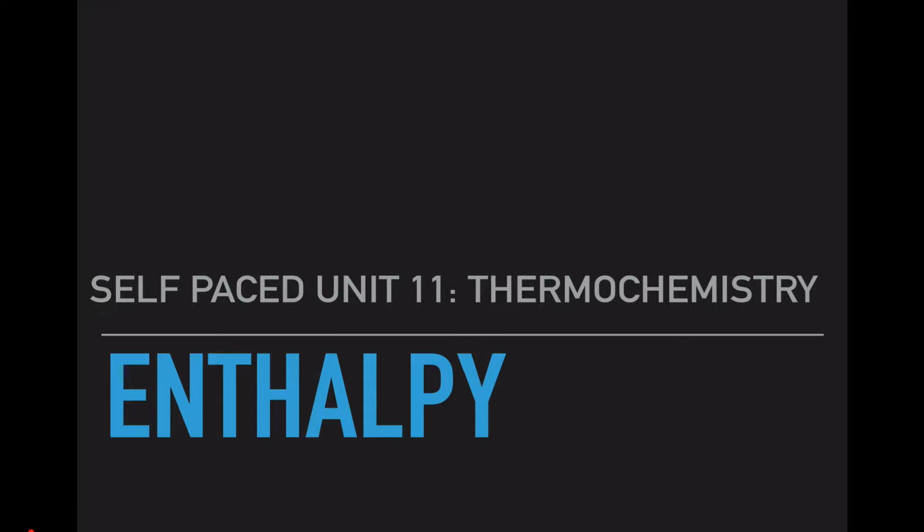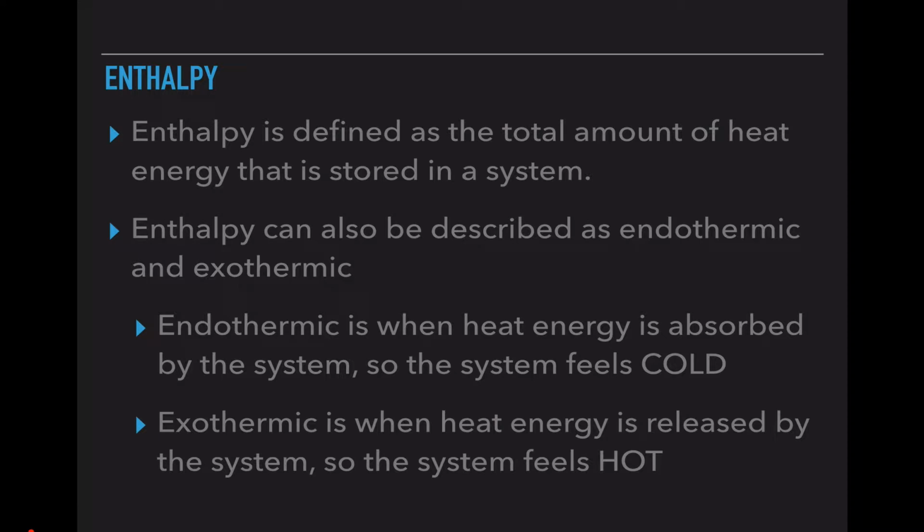Hey guys, today we're going to talk about enthalpy. By definition, enthalpy is the total amount of heat that is stored in a system. This can be stored in potential energy, it can be stored in kinetic energy, it can be stored in the molecules and the atoms of the chemical bonds. Specifically, we're going to be paying attention to those atoms and molecules in the chemical bonds.